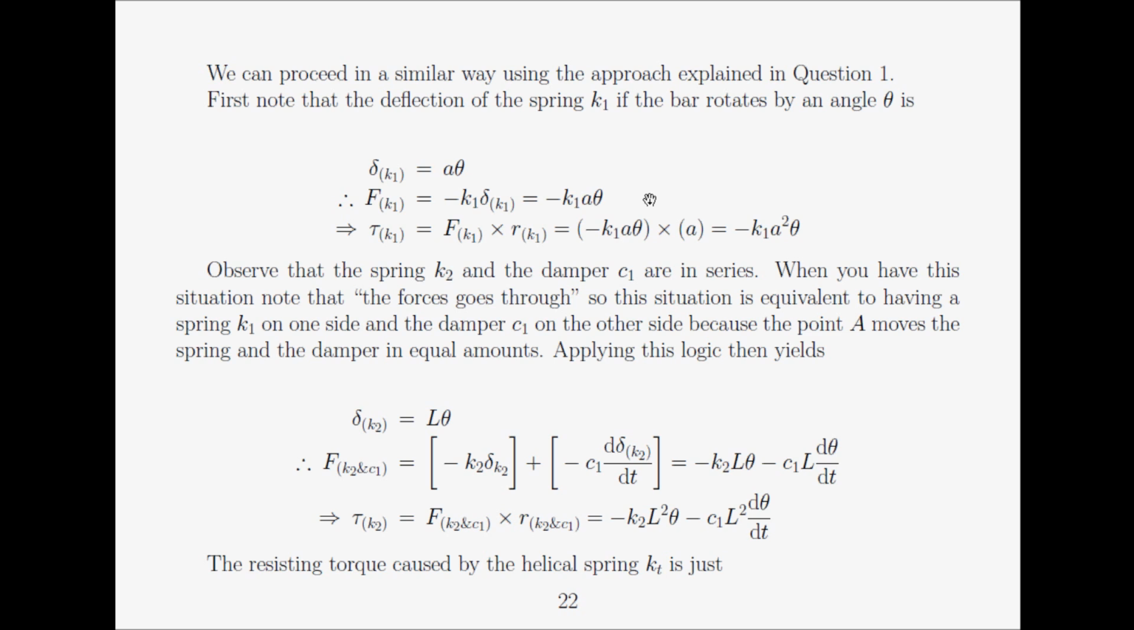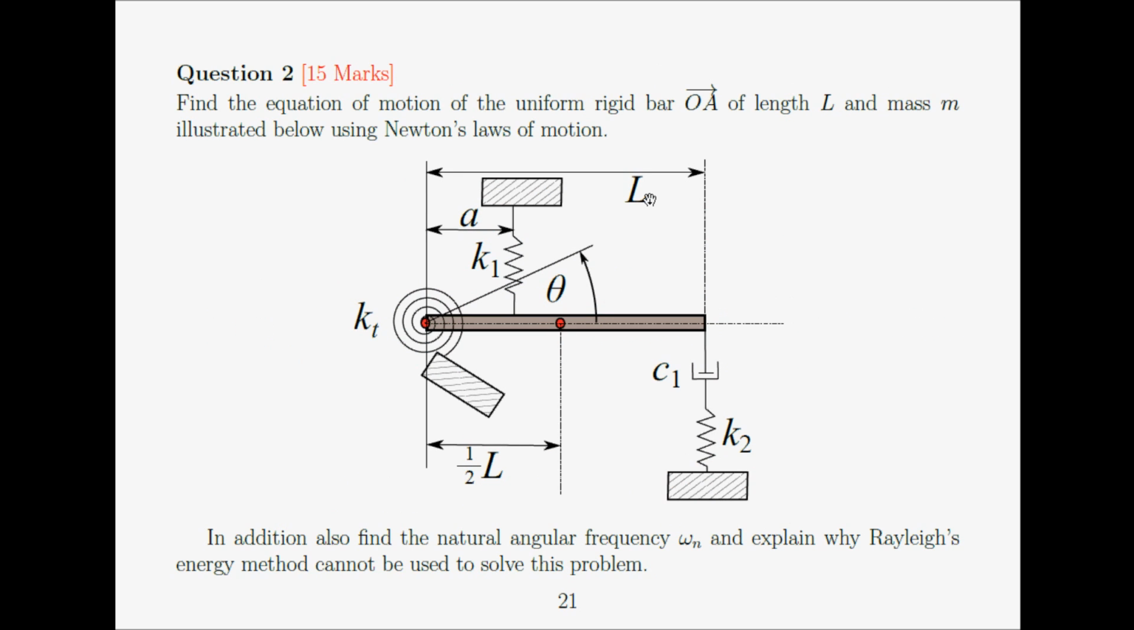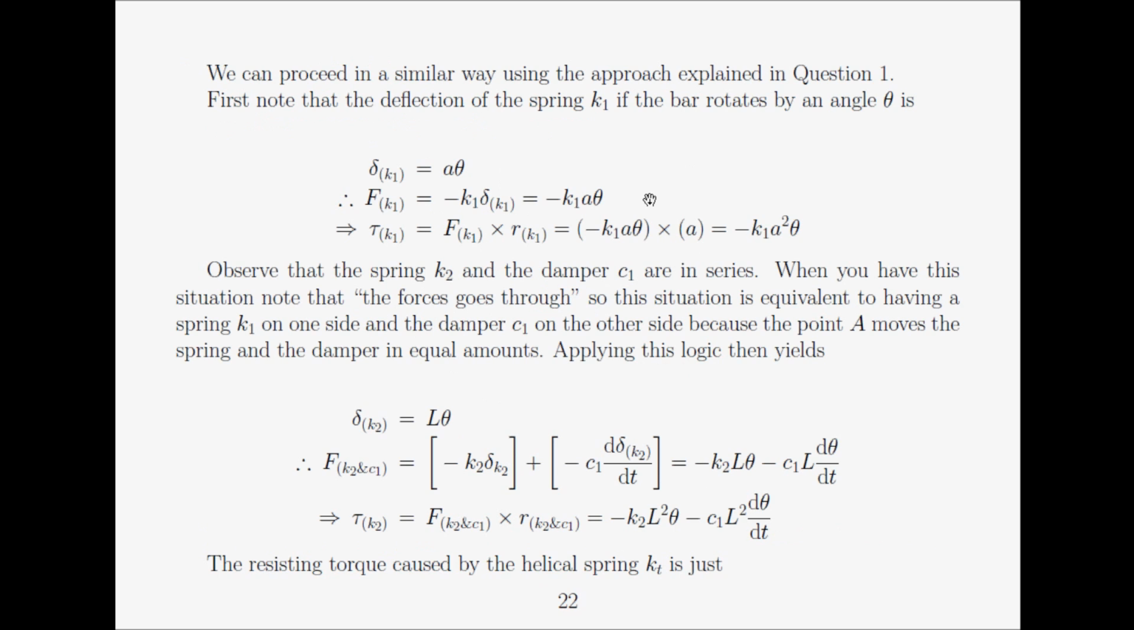Theta is equal to S over R, therefore S is equal to R times theta. For the spring K1, the radius is A, and therefore the deflection is just delta K1 is equal to A theta. There is a retarding force due to the effect of the spring. F is equal to minus K times the deflection, which is equal to minus K1 A theta.